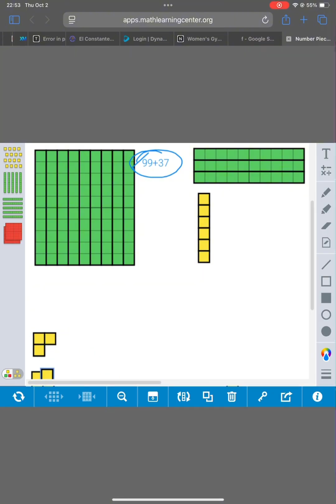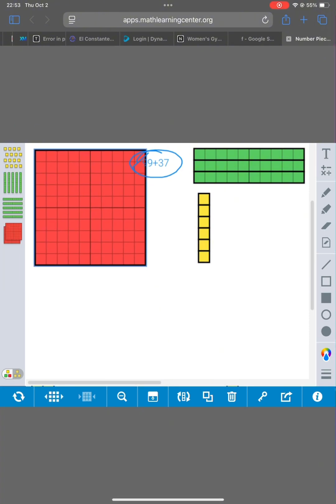And then we need to go over to our 37. So we already had 20, so we added another 10. That brings us to 30. And then we have 5 ones, so that means we have to add 2 more ones for us to get that 37 to solve our problem.